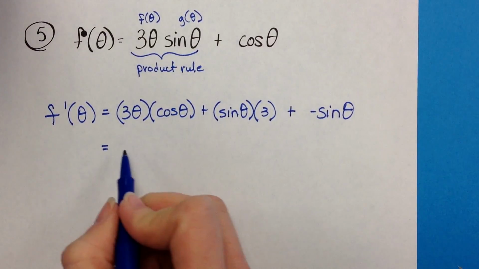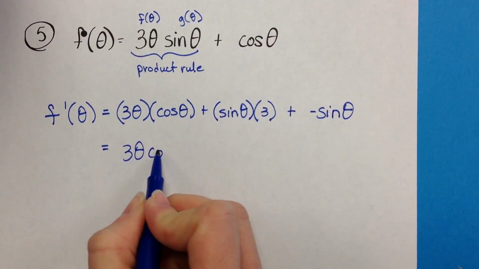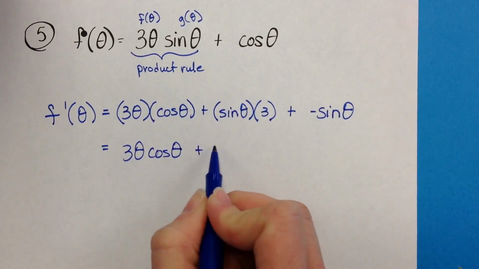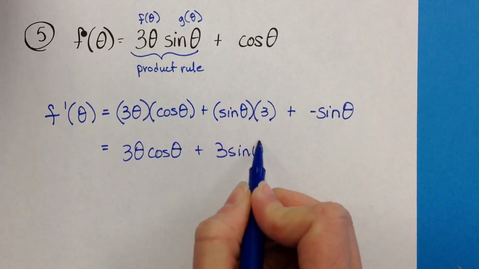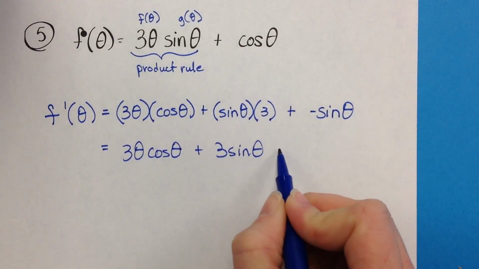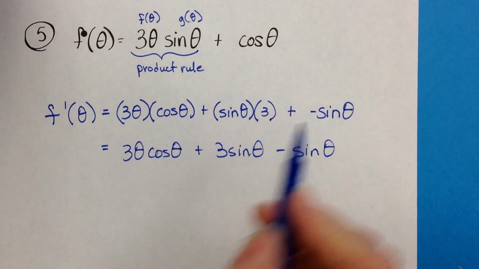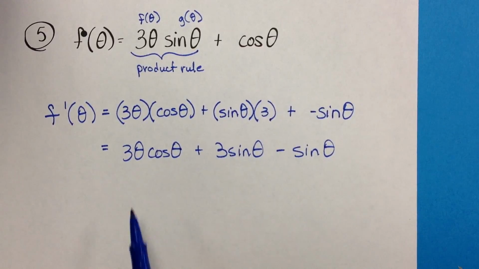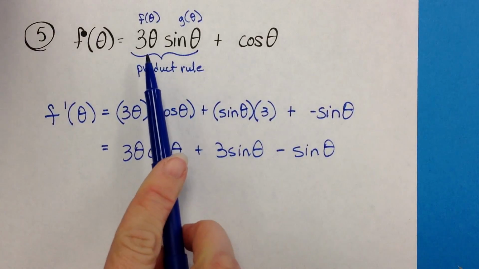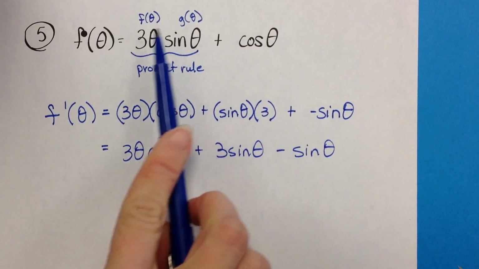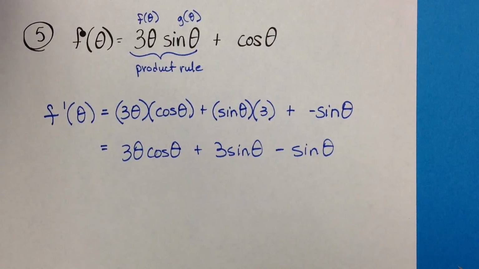Okay, so we have 3 theta times cosine theta plus 3 sine theta, and you could just rewrite this then as minus sine theta because it's adding a negative. And that's all you can do here. You don't have a common factor to all 3 of those terms that you can take out like you saw just a few minutes ago. So sometimes product rule doesn't apply to the whole function, like in this case product rule just applied to that one part.